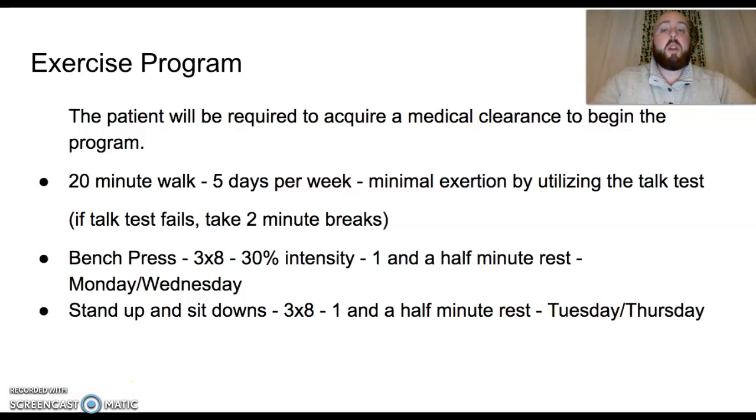We will be doing a 20-minute walk 5 days a week with minimal exertion by using a talk test. If that talk test fails, we will have a 2-minute break and begin again from there, accumulating 20 total minutes. This is followed by a bench press of 3 sets of 8 at 30% intensity with a 1.5-minute rest on Mondays and Wednesdays, and stand-up sit-downs, 3 sets of 8 with a 1.5-minute rest on Tuesdays and Thursdays.